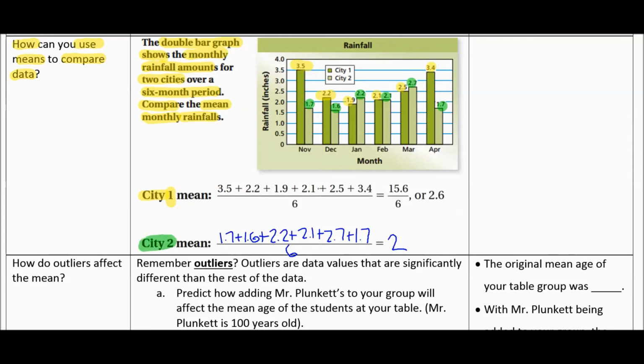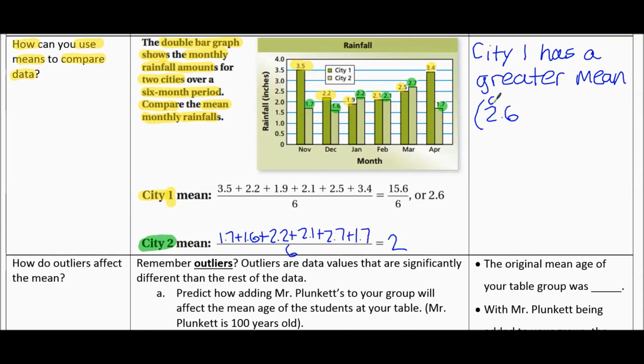And I should now write the answer to the question. What's the answer? City 1 has a greater mean. Greater mean. It's like my class. I'm the greater mean. I'm going to put in parentheses, to be really scientific, 2.6, the mean for city 1. Maybe I should label this. City 1.